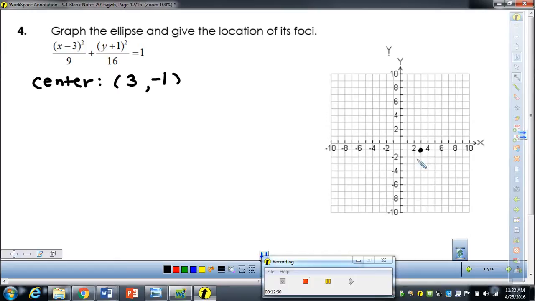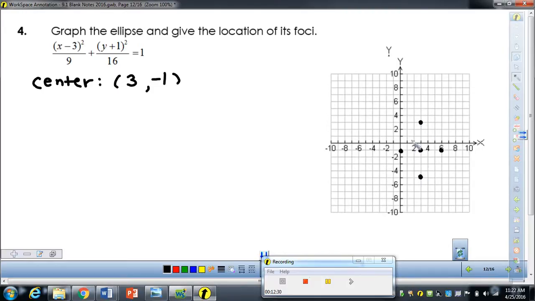So the denominator under the x squared is 9. So in the x direction, the square roots of 9 are positive 3, negative 3. So we're going to count to the right 3 spaces. And then from the center, we're going to go to the left 3 spaces. Now in the y direction, the denominator under the y squared part is 16. Those square roots are positive 4 and negative 4. So we're going to count up 4, 1, 2, 3, 4, and down 4.